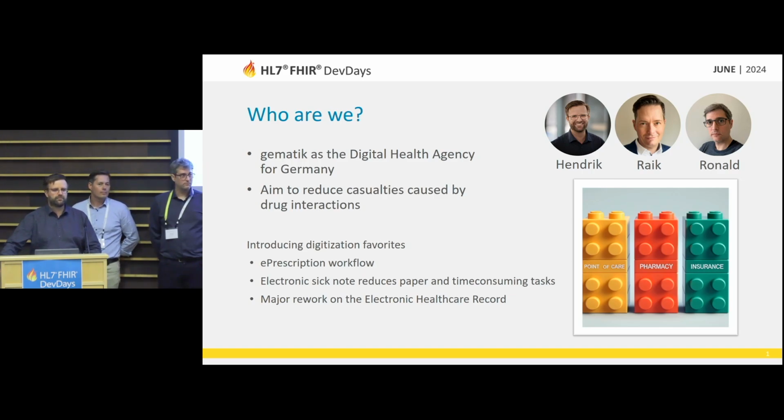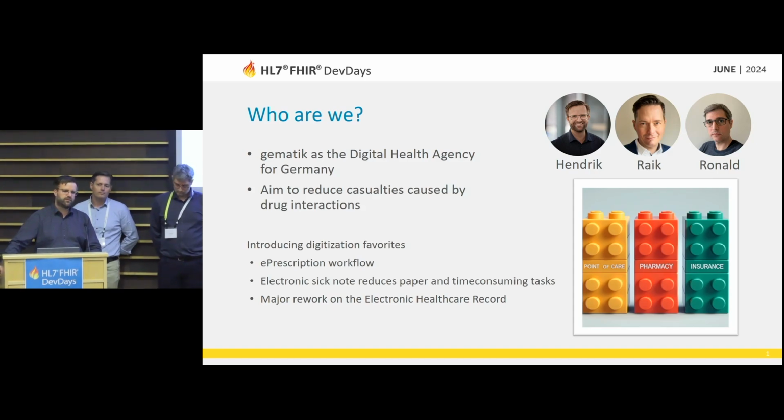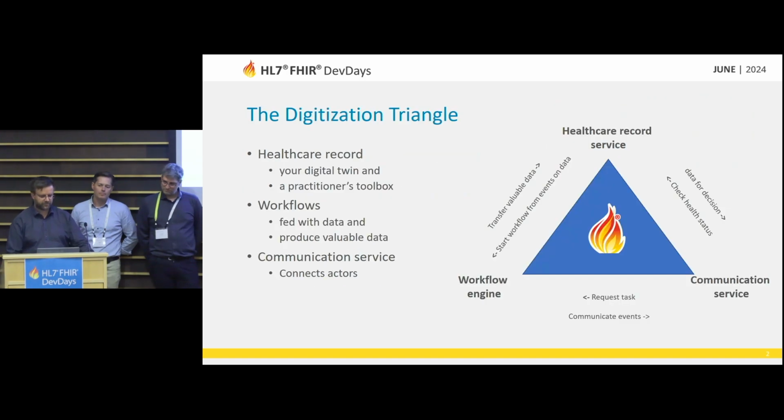We have an email system, and the electronic sick note that is sent from the doctors to the insurance companies is the major use case we use at the moment. And we also started with the electronic health record in 2019. And now we do a major rework on the electronic health record. And this, for the moment, makes 3 silos. And we want to connect the techniques in the modules we use. And this makes up a triangle here.